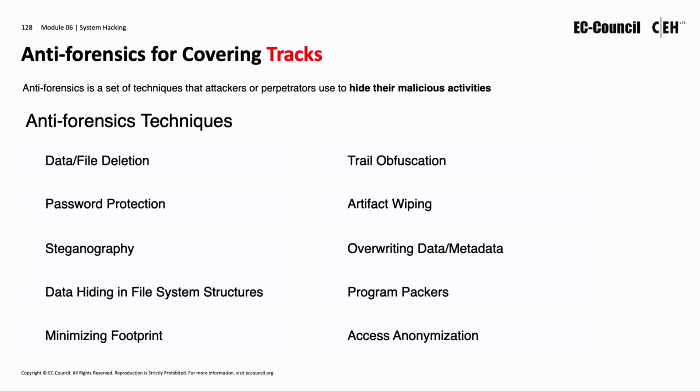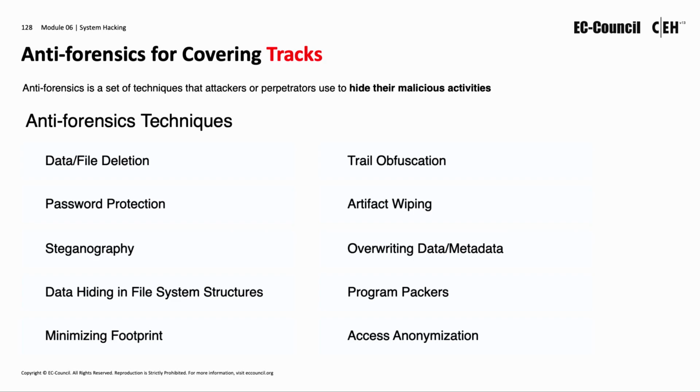So I delete the files or the folders or the activity. I protect folders that I have with passwords. I use steganography. I hide them in the file system structure. I minimize my footprint, just put a little bit here and a little bit there. I obfuscate my trail, maybe deleting logs. I wipe artifacts. I write ones and zeros over the last place that my binaries were located when I move them to a new place. I overwrite the metadata so that you can't go and pull metadata on any files.